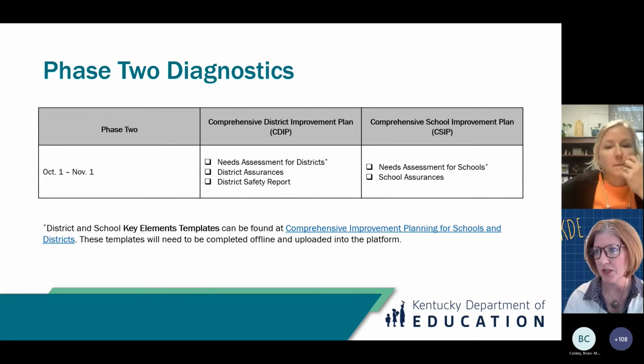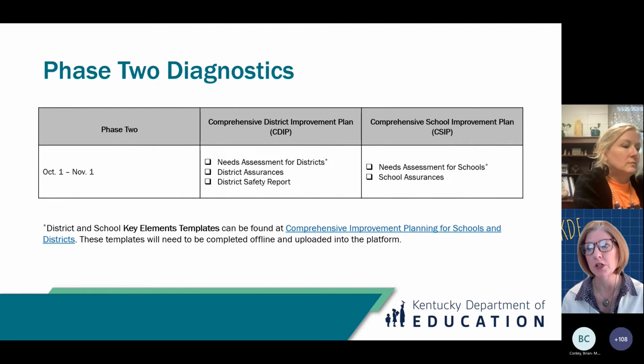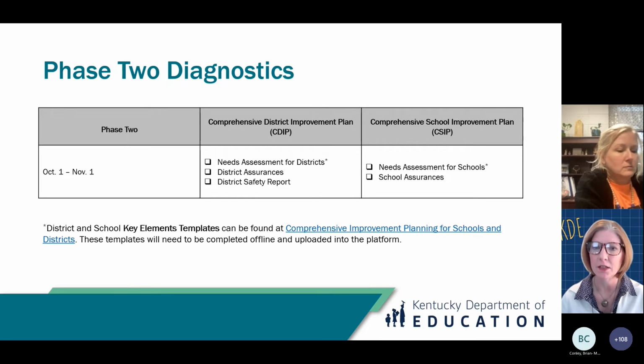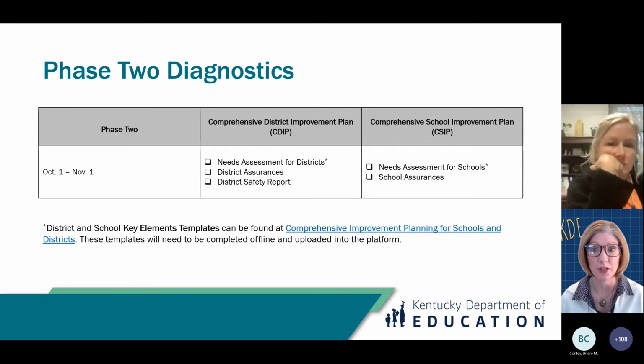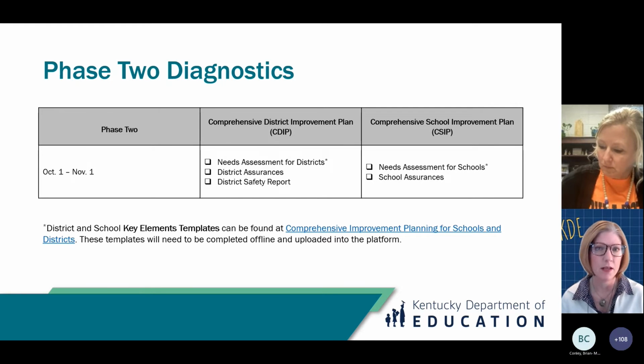You'll see the little asterisks that we have next to the needs assessment. That's just to remind you and point you to a fairly new template that we've added to the process, the key elements template. When our continuous improvement coach gets on here today, she'll talk about a great process that will really help you dig into some of the things that you want to look at to determine what processes, what practices, really need to be your focus. And that's what you're going to end up communicating on that key elements template. So just a reminder that that is downloaded and completed offline, and then you actually upload it as an attachment to your needs assessment.